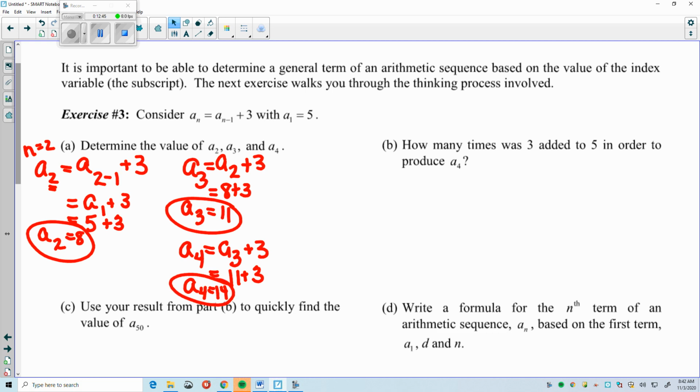Okay, so how many times was 3 added to 5 in order to produce a sub 4? Okay, so started here with 5, I had to add it on 1, 2, 3 times. So I had to add it on 3 times to get a sub 4. So notice it's 3 times to get a sub 4, which looks like it's almost 1 less than the term number. So it almost looks like it wasn't added to that starting value.